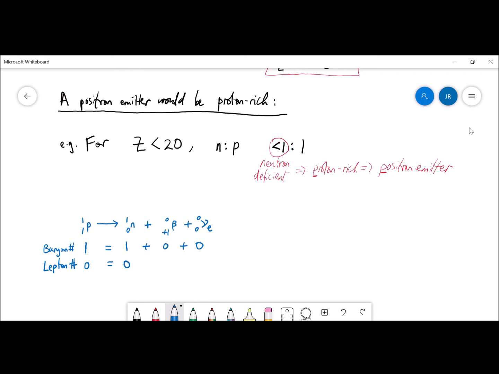Let's double check. A positron has a lepton number of -1, and an electron neutrino has a lepton number of +1. So they cancel each other out and sum to the left side, which was 0. So we have conservation of baryon number, conservation of lepton number as we needed. So everything looks okay there.